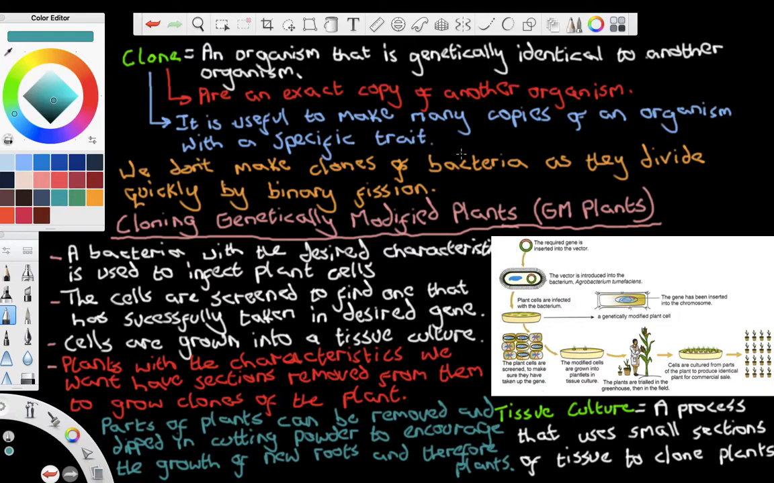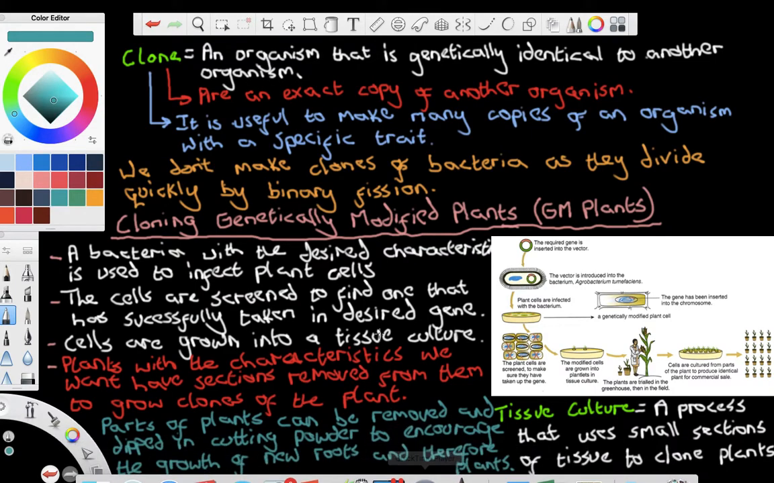We can use a bacteria with a desired characteristic to infect plant cells. This then creates new plant cells that have a new trait. The cells are then screened to find the ones that have the desired trait that we want, and we grow these plants so that we can take a tissue culture from them. So we grow the plants with the traits that we want. We then take parts of that plant away to make clones of that plant. This is known as a tissue culture, which is a process that uses small section of tissue to clone plants.